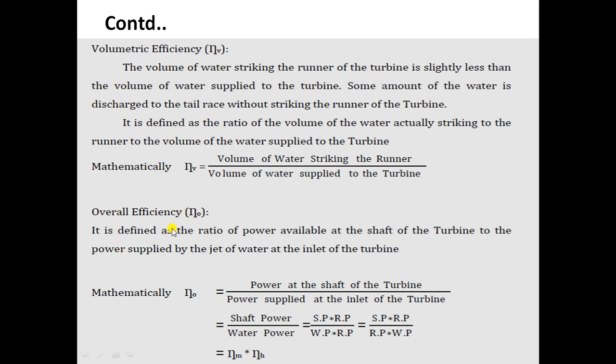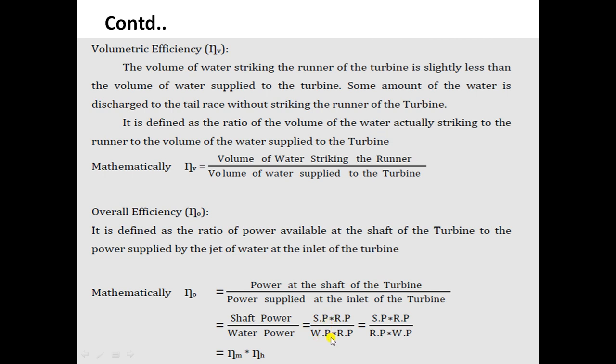Coming to overall efficiency. Overall efficiency is defined as the ratio of power available at the shaft of the turbine to the power supplied by the jet of water at the inlet of the turbine. Now, overall efficiency will be denoting it as eta naught. Eta naught is power at the shaft of the turbine divided by power supplied at the inlet of the turbine. So power at the shaft of the turbine is shaft power. Power supplied at the inlet of the turbine is the water power. So we can write this equation as Sp divided by Wp.